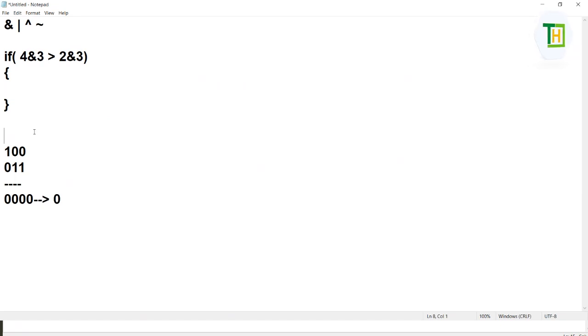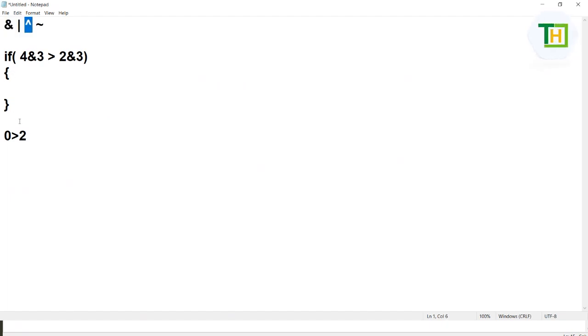That means 0 is greater than, what is the 2 and 3? What is the 2 and 3 here? 2 means 1 1 0 and 3 is going to be 1 1. And I'm going to apply the binary operation, that is going to be 1 0. This is going to be 2 here. That means, is 0 greater than 2? No, that's why the if block is not executed here. Is it clear, everyone?